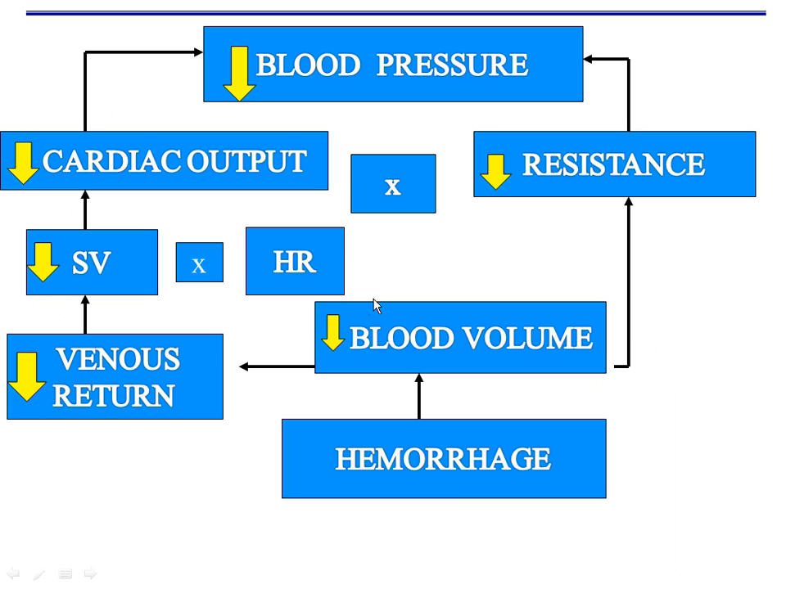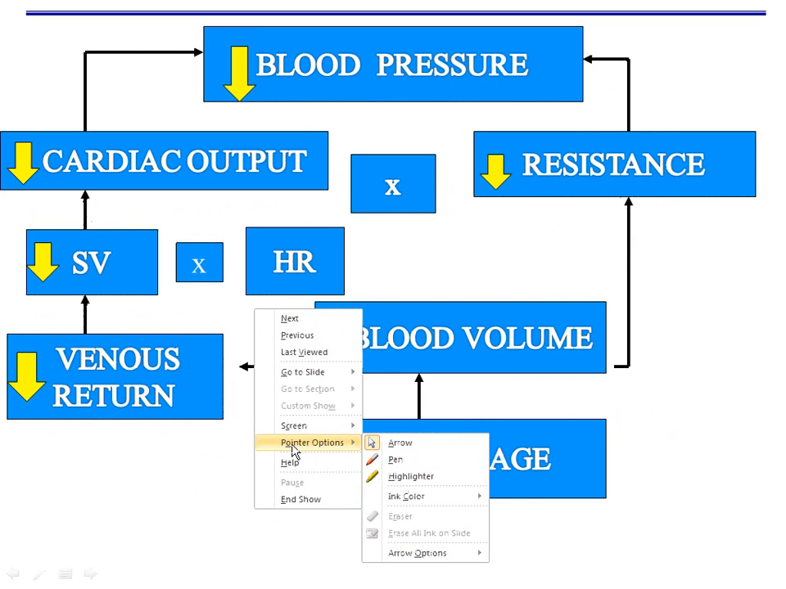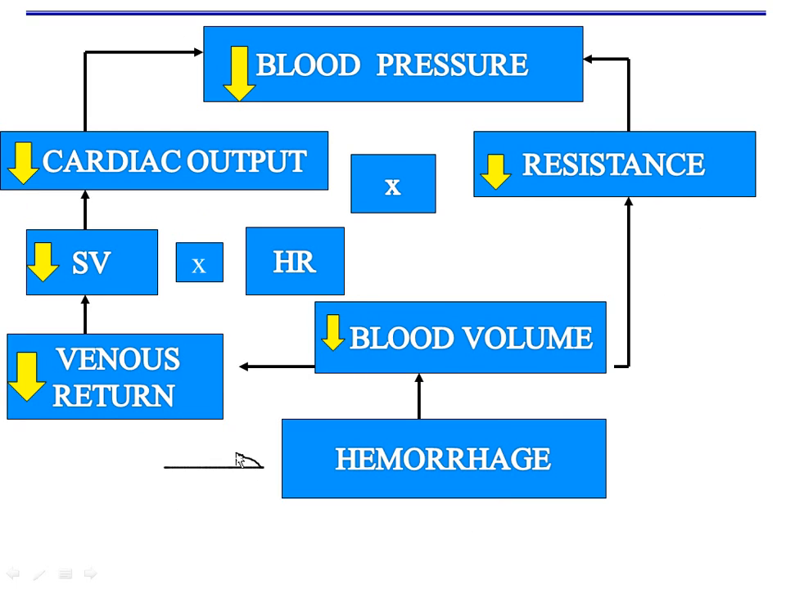So I'm not going to go through it, but you should be able to sit with a slide, just pause the video for a moment, and work your way from here. My pointer's not working. Start at hemorrhage, and the fact that if you're hemorrhaging, it's a drop in blood volume, and that drop in blood volume is going to result in these two things. So you should be able to reason out how hemorrhaging is associated with a drop in blood pressure.